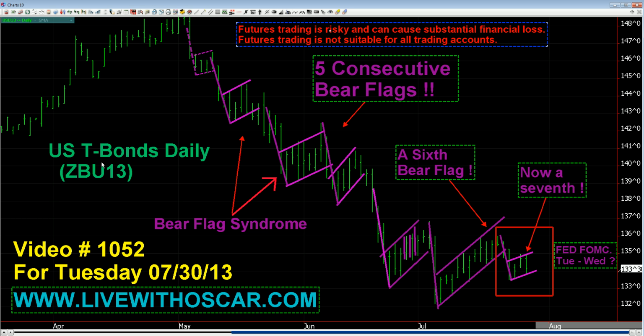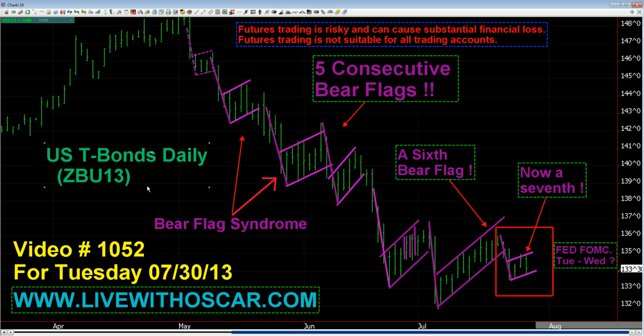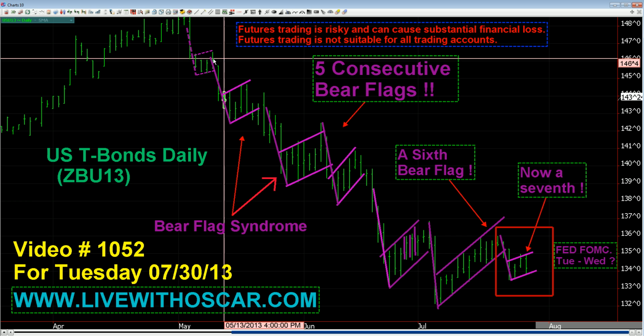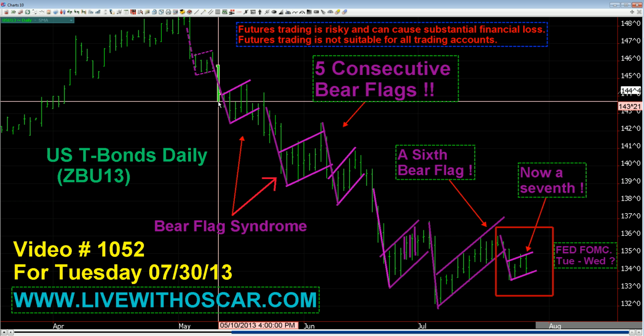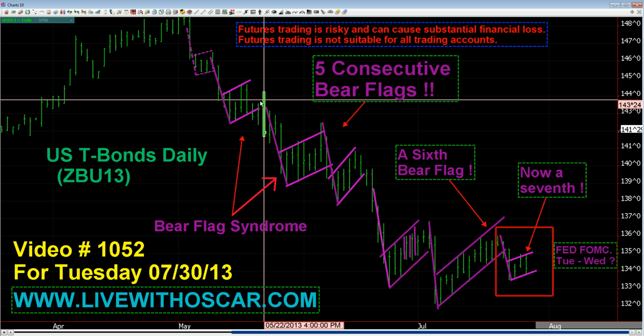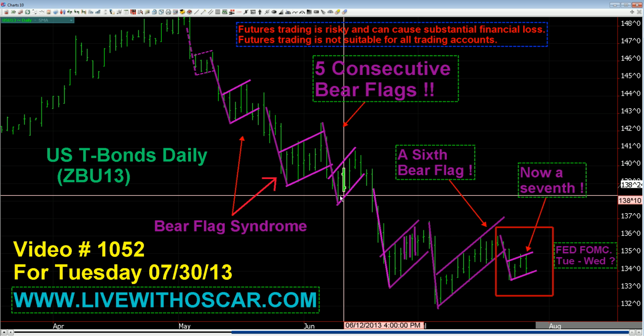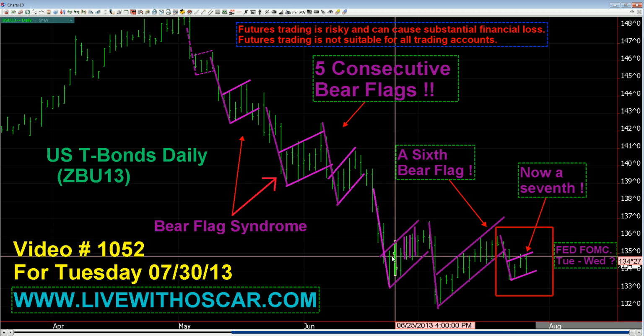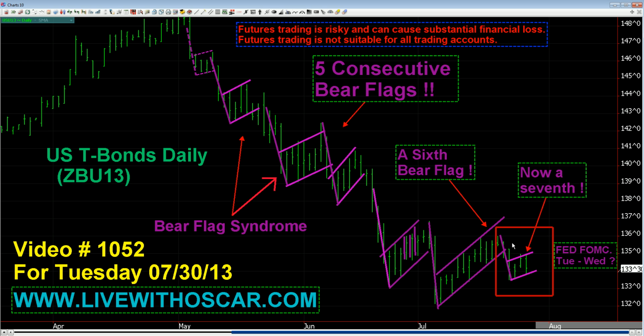This is the UST bond market daily bar chart. It has bear flag syndrome. I've shown you this chart in many videos. Bear flag 1, 2, 3, 4, 5. Each bear flag produces a drop. Bear flag gets formed and a drop produced, right? Bear flag, a drop ensues. Bear flag, a drop ensues. Bear flag, drop ensues. Here we are, bear flag, a drop ensues to where we are right now.